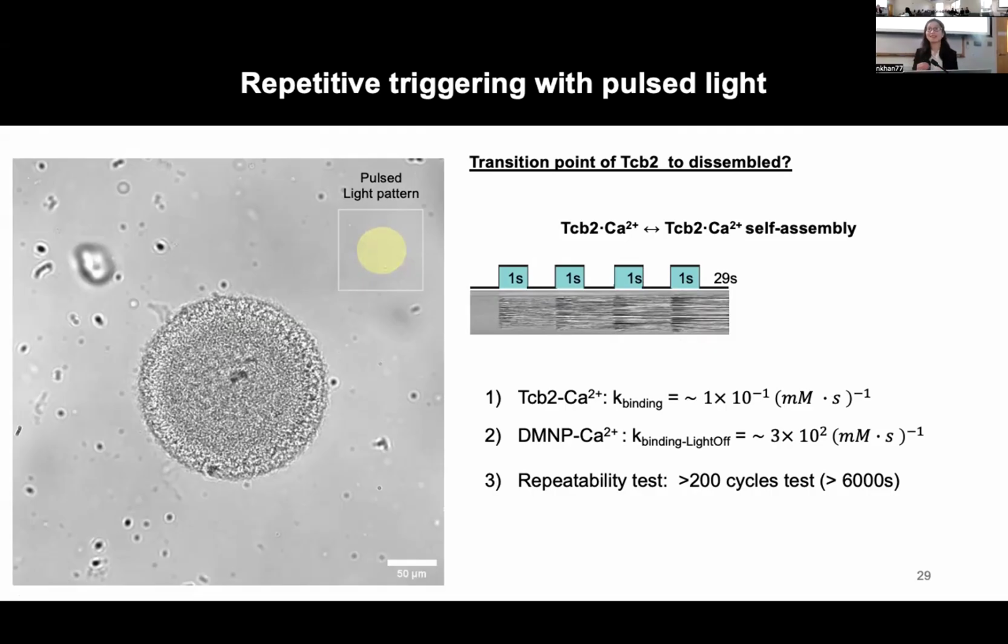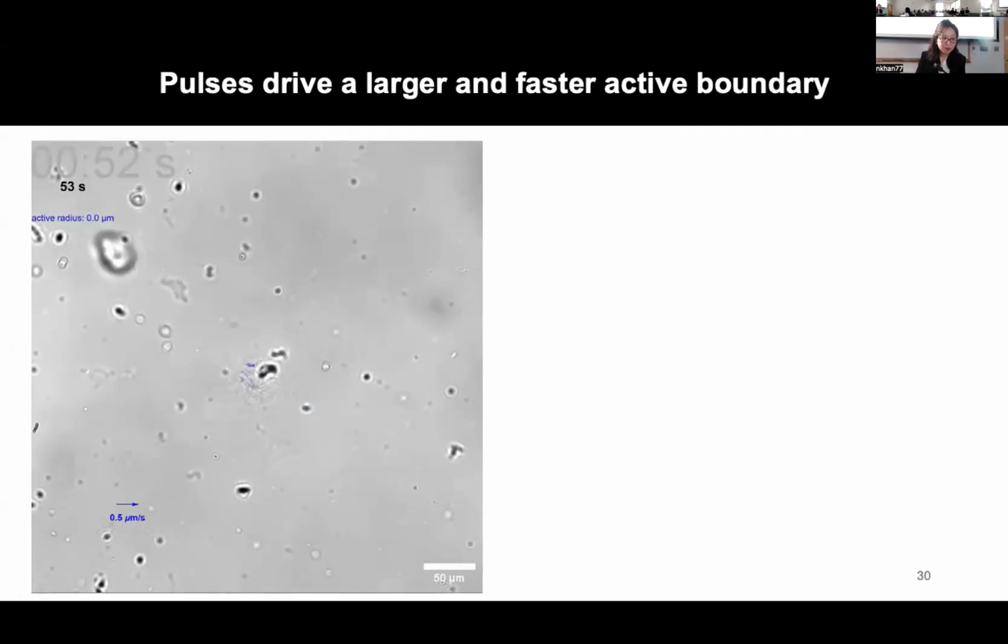Because when we turn on the light, the chelator doesn't work anymore. But when we turn off the light, without the light, the chelator's binding rate is much higher than the TCP2 binding rate. It means when I turn off the light, it's a much stronger competitor in the system, and they are getting the calcium from the TCP2 into their system. And we do the test for repeatability. After 200 cycles, they still respond to my light, and they can be used pretty strongly.